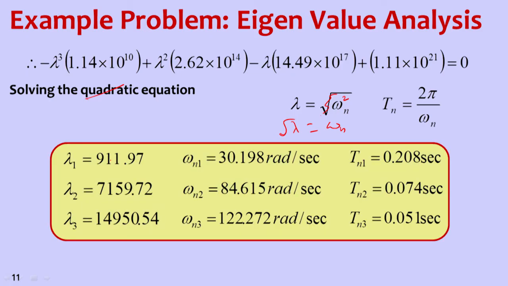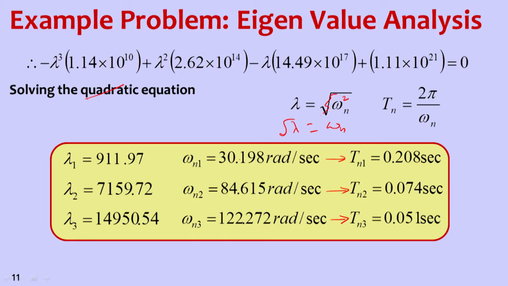So this is eigenvalue 1, correspondingly we get natural frequency, that is 30.198, and corresponding natural period is say 0.2 seconds. So lambda 2, we will get omega 2, corresponding natural period is 0.074 seconds. Lambda 3, third eigenvalue, so we get third natural frequency and we get the third natural time period.